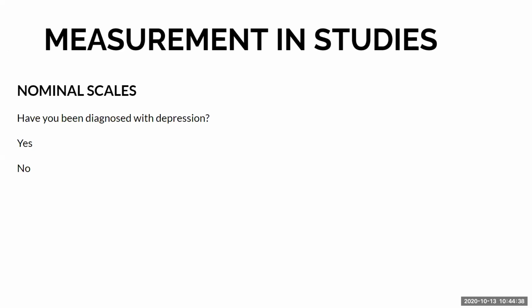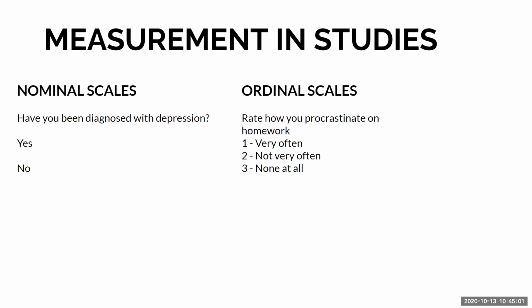The first is a nominal scale. So nominal scale is basically any survey question or any form of measurement that can be answered in an option. For example, have you been diagnosed with depression? Yes or no. Or it can be other questions such as which breakfast food do you eat most often, cereal or bacon or eggs.